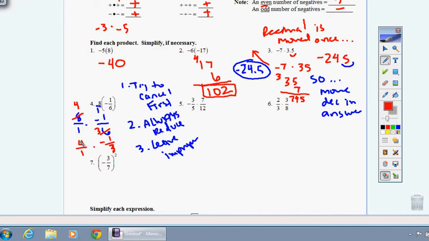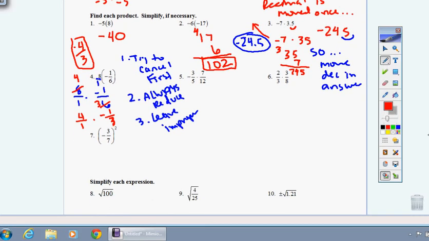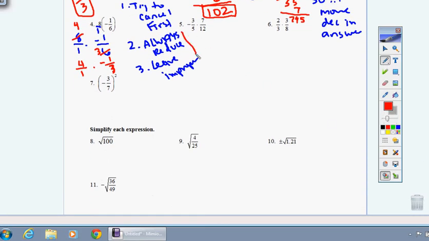And now with multiplying, you can just multiply the fraction across. Okay, you do not have to get a common denominator. So 4 times negative 1 is going to give me negative 4, and 1 times 3 is going to give me 3. So my answer to number 4 is negative 4/3. Okay? Alright, what about number 5 here?